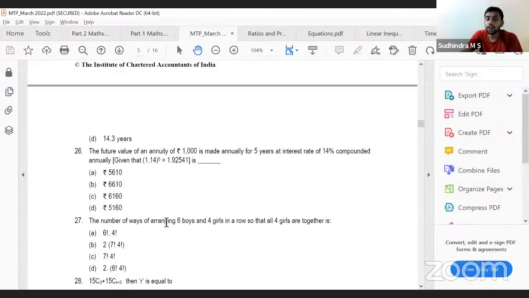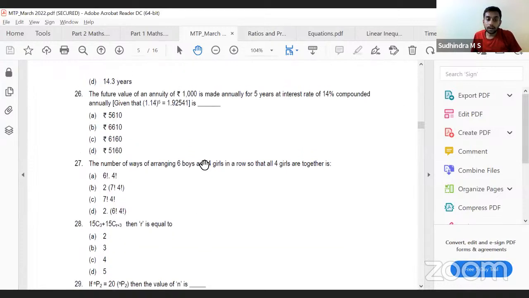The number of ways of arranging 6 boys and 4 girls in a row so that all 4 girls are together. 7 factorial into 4 factorial. So the 4 girls should be together. That can happen in 4 factorial ways. Now, when we look into the broader picture, 6 boys plus the 4 girls together as 1, so 6 plus 1 is 7. That can be arranged in 7 factorial ways. So 7 factorial into 4 factorial.